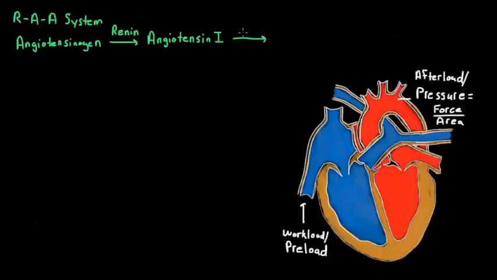And in order to convert angiotensin 1 to angiotensin 2, we need the help of what's called ACE, which is an angiotensin converting enzyme. Okay, so this enzyme is found in the lungs, among other places, but primarily in the lungs. So we get the conversion to angiotensin 2. Now, angiotensin 2 is no slouch. Okay, this is a really powerful molecule that's going to promote vasoconstriction.